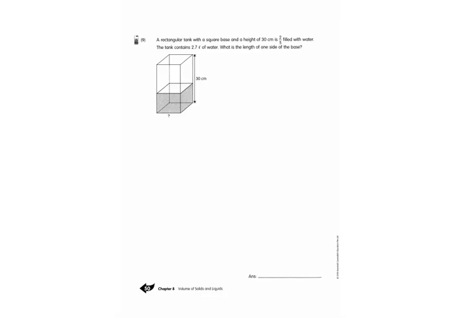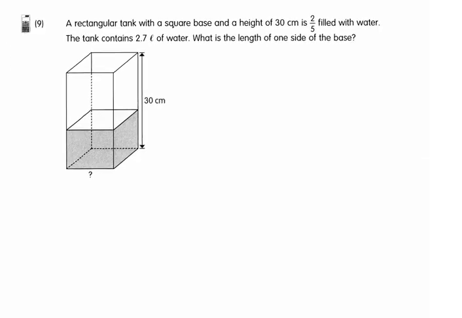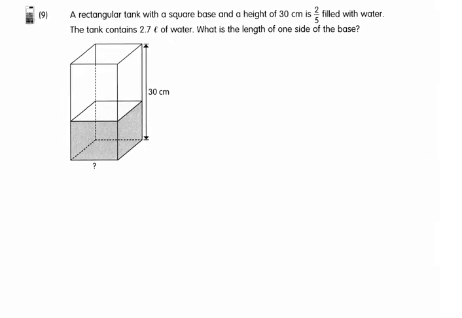A rectangular tank with a square base, take note, it's a square base rectangular tank, and a height of 30 cm is filled with water. The tank contains 2.7 liters of water. What is the length of one side of the base? So you know that it's 2/5 filled with water. Knowing that, I want to find the height of the water level. How would I go about finding the height of the water level, Leroy?